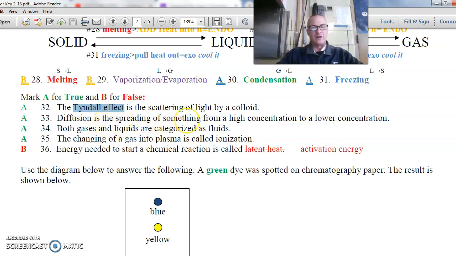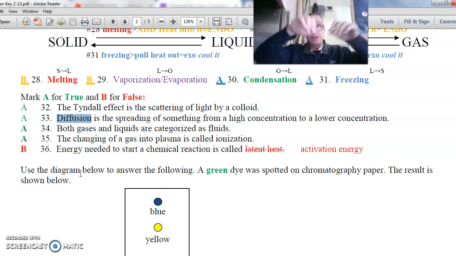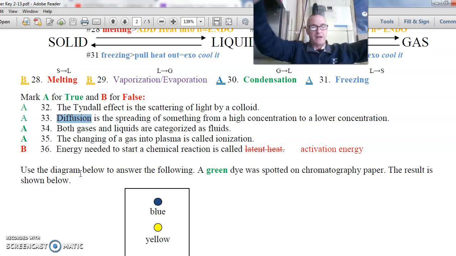Diffusion is the spreading out of something from a higher concentration to lower concentration. That is correct. Diffusion. So gas molecules are moving randomly about. So if I have in this container right here, I have like a perfume. If I take the lid off that perfume, the liquid molecules may evaporate into the gas phase, and that perfume will begin spreading out throughout the room. That process is called diffusion, letter A.